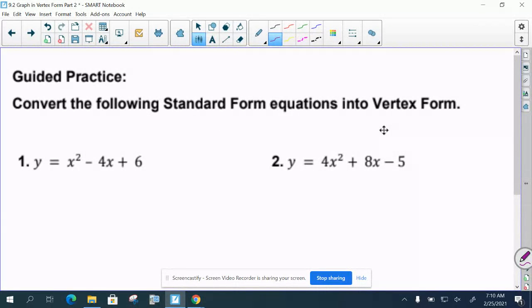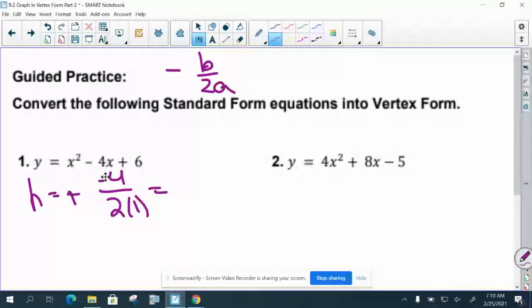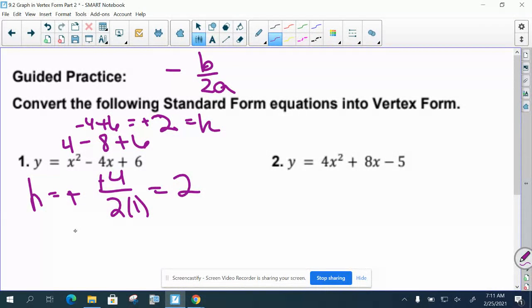So we're going to convert from standard to vertex form. The first thing we would do is use negative b over 2a to get the h. So we could just even say h equals negative b, which is negative 4, over 2 times a, which is 1, because there's nothing there. Negatives cancel, you get 4 over 2, which is 2. Then you plug 2 back into the equation. So this would be 2 squared is 4, minus 4 times 2 is 8, plus 6 would be negative 4, plus 6 is positive 2. So that's your k.